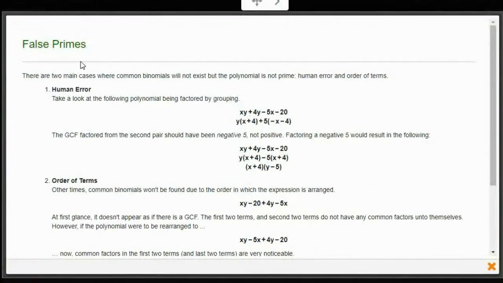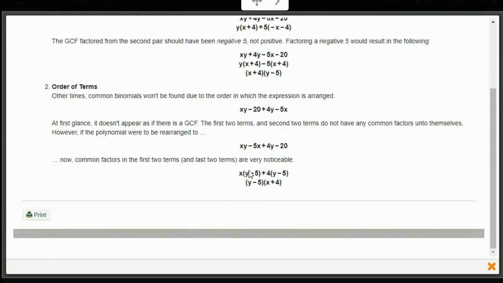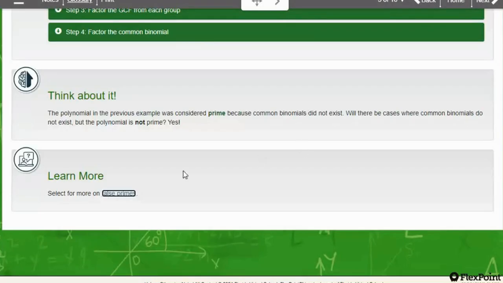So that is under the false primes. You may think, oh, there's no factors. This is a prime polynomial. There's no factors. Yeah, there are factors. If you rearrange it, you can pull the factors out. So the y minus 5x plus 4. So that's a little nice thing to worry about.